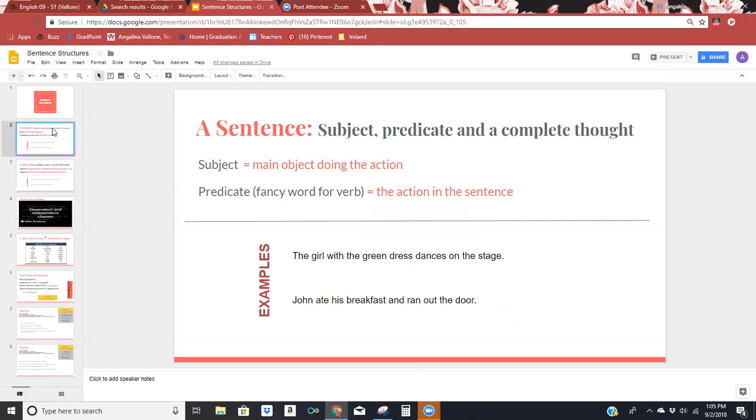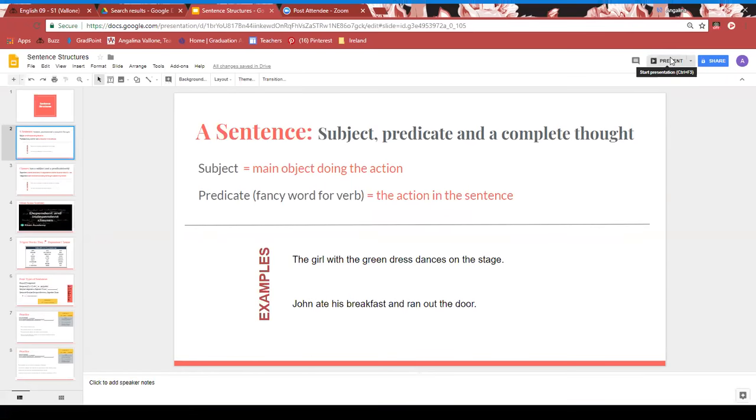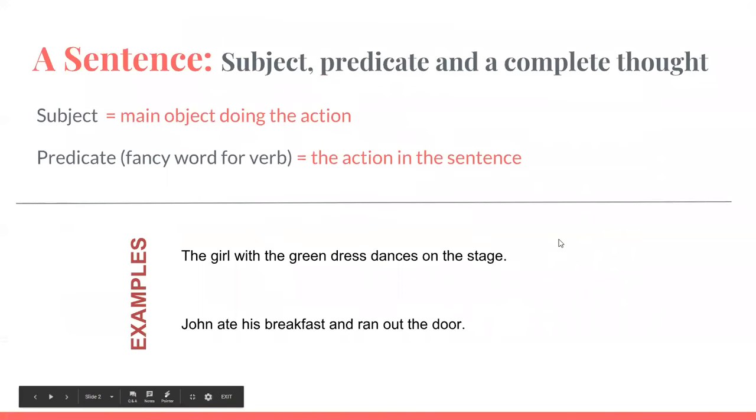Well, now, what's a subject and what's a predicate? The subject is just that main object. It's the thing, the person, the place sometimes, any kind of noun. It's the object that is doing the action in the sentence. So I need to throw this into present. I just realized I jumped right into recording without having this in present, and we're going to need it in present to watch the video. So again, the subject is your main object doing the action.